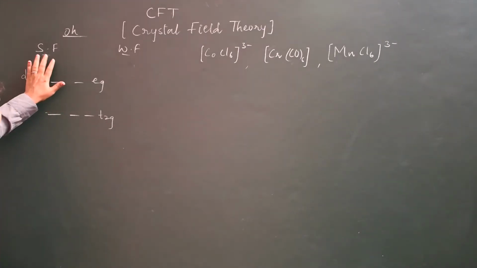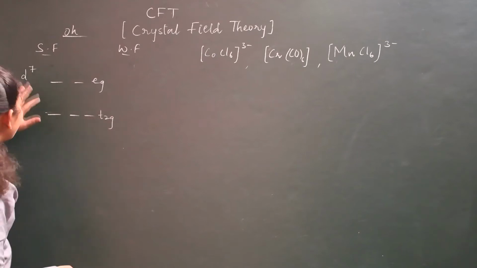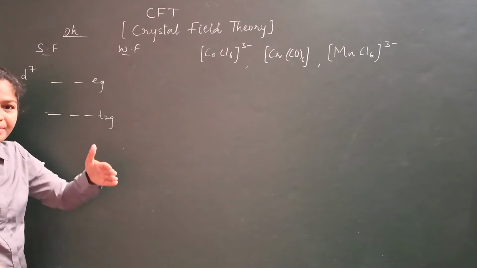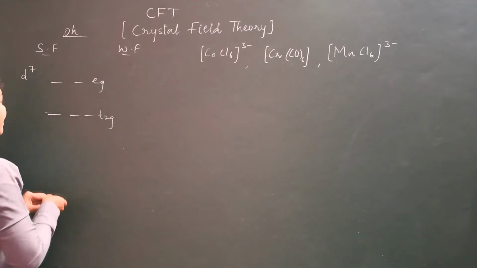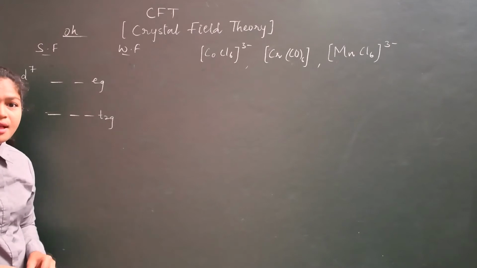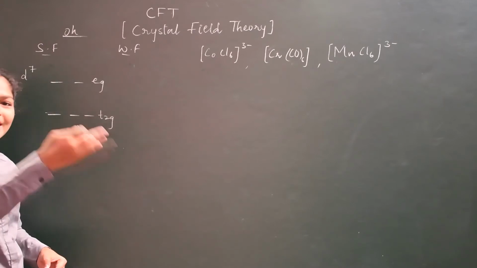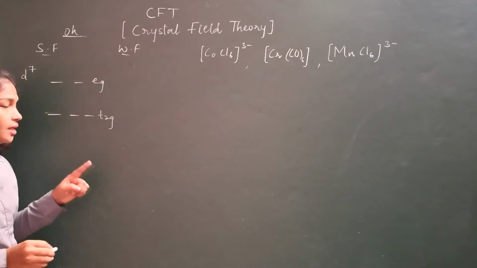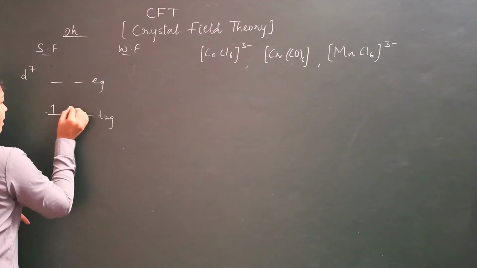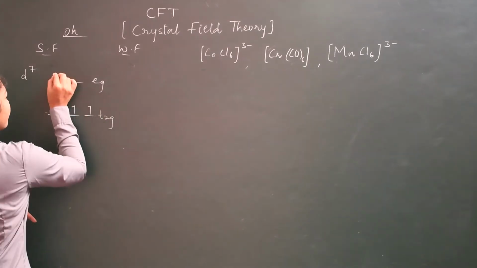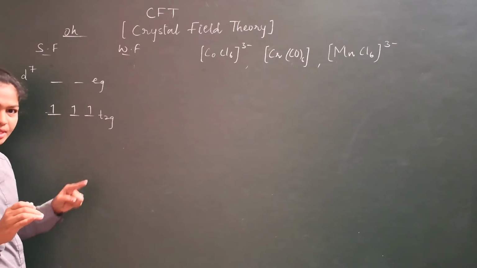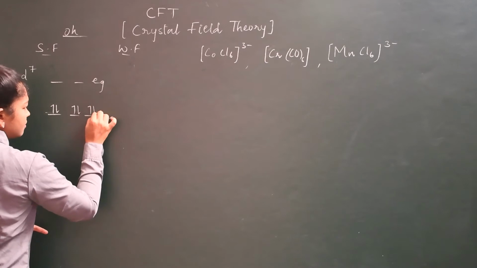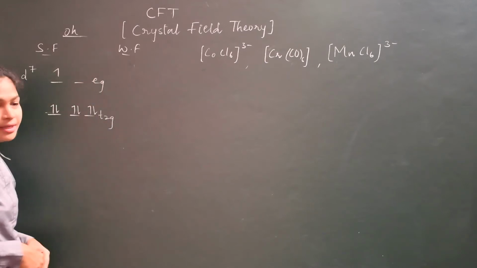So, D7 system in strong field. In a strong field, the energy gap between EG and T2G will be more. Then the pairing up of electrons will be first filled in T2G, and after pairing up only then does it go to EG orbitals. So first D7 will fill up. How do we fill D7? 1, 2, 3. After filling up, only then we have to go to EG. 4, 5, 6, then 7 here.